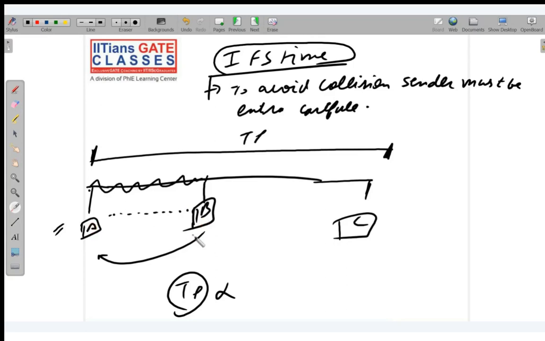Okay, and why is it doing so? It is assuming that if B wants to send data, the station which is far behind it also wants to send data at the same time, so it should wait for one bit delay. That's it. This is IFS time. So I hope you have got it.